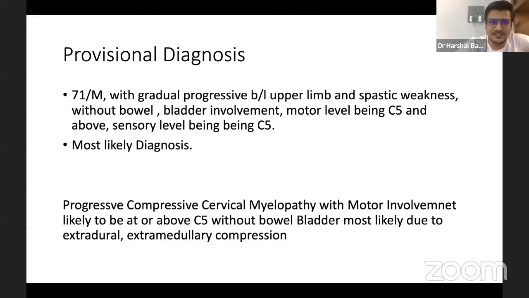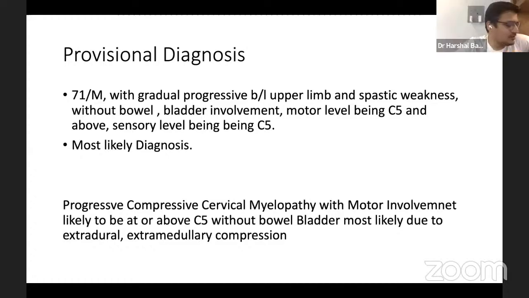I think it's vice versa. Compressive will have, what did he say? He told non-compressive will have early bowel bladder involvement. I think it's the opposite. No. The intramedullary myelopathy will have early bladder bowel involvement. That's what he's saying. Sarat sir, isn't it? Non-compressive has early bowel bladder. Yeah, non-compressive. So intrinsic myelopathy or intramedullary tumor will have an early bowel bladder involvement. In a spondylotic or a compressive myelopathy, it will be the last to get affected. Okay.